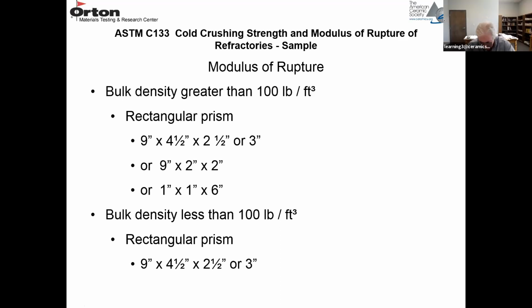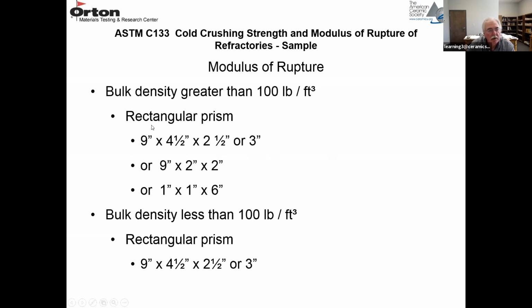So we're in the middle of the ASTM strength test, C133, for cold crushing and modulus of rupture or bend bar samples. And the second part of this test is MOR, or modulus of rupture. It's just a 3-point bending test, which is one of the most common strength tests in the refractory industry. It's divided just like the compressive strength, bulk density greater than 100 pounds per cubic foot and bulk density less than 100 pounds per cubic foot.